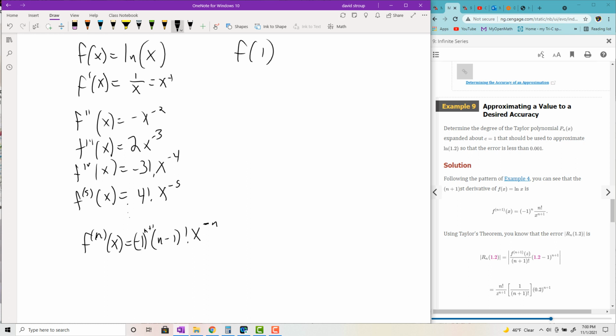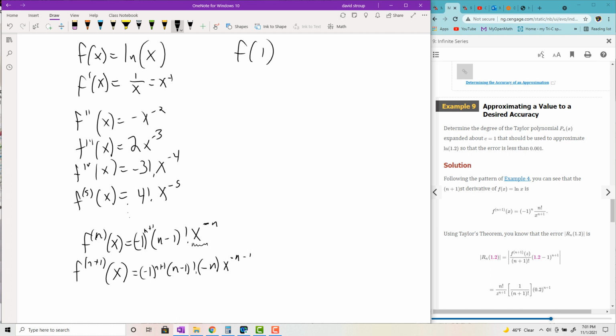We're also going to need the n plus first derivative when we do our remainder theorem, so might as well get that out of the way. So we'll have negative 1 to the n plus 1. The thing you're taking the derivative of is x, it's with respect to x. So the n minus 1 factorial and the negative 1 to the n plus 1 are just constants in front. Then you do a power rule, so you bring down a negative n, and you get x to the negative n minus 1.